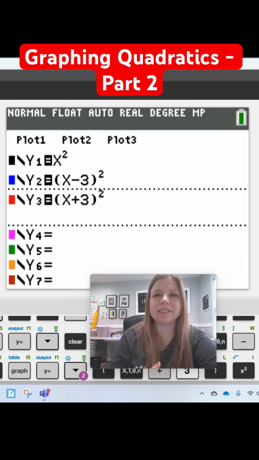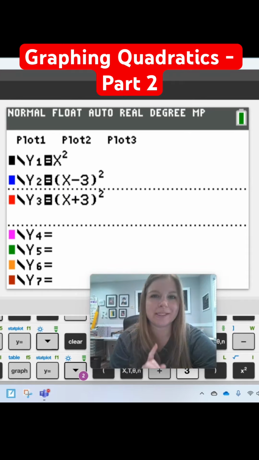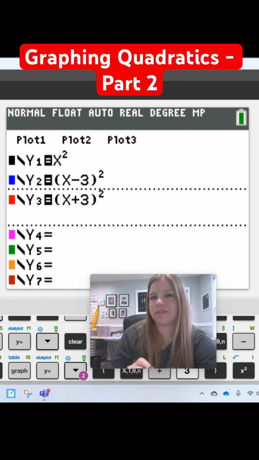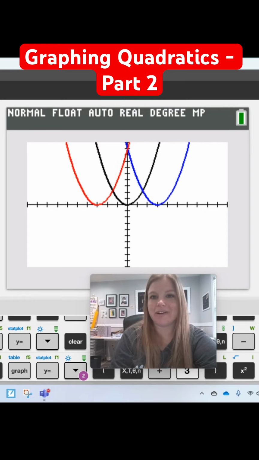Okay, so if it was x minus 3 and it shifted to the right 3 units, what do we think x plus 3 squared is going to mean? Would it shift to the left? Would it go up? We've already seen it go up. What would it do? We would press graph, take a look at it together, and realize that it does shift.